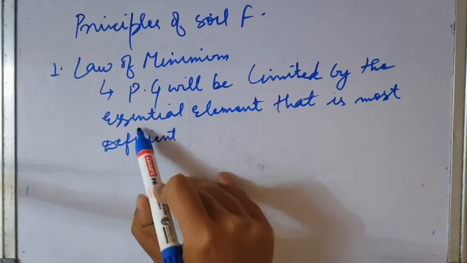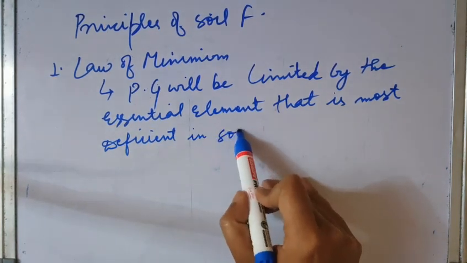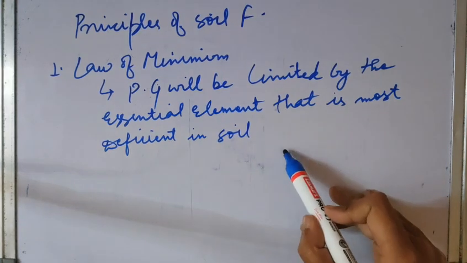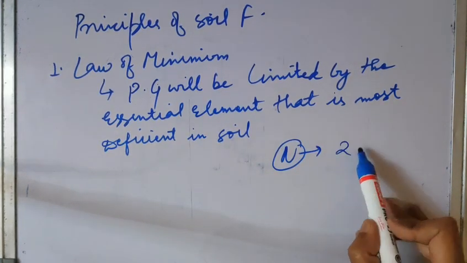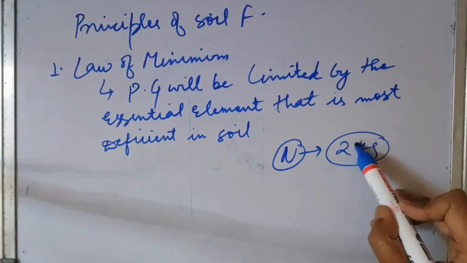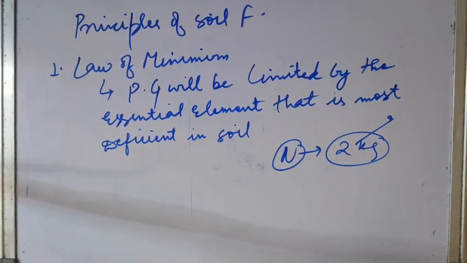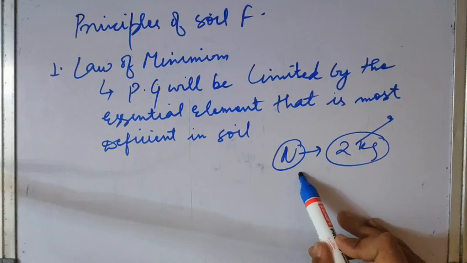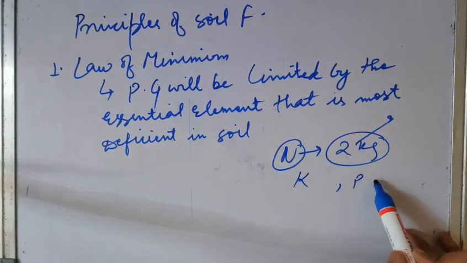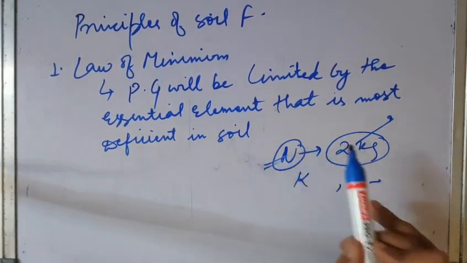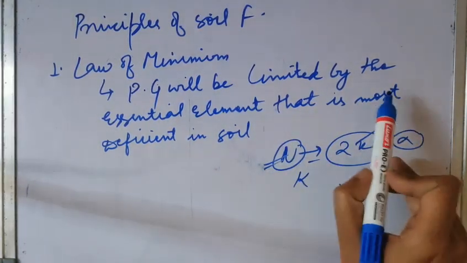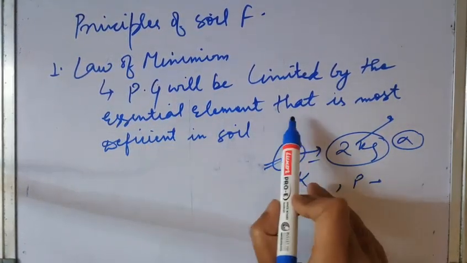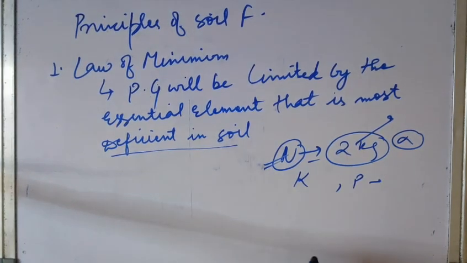It means that if suppose the amount of nitrogen in soil is 2 kg only and this 2 kg is absorbed, it doesn't matter if there is potassium or phosphorus in high amounts, the plant growth will be limited as the N is not available now. So it will be limited by the essential element that is most deficient in soil.